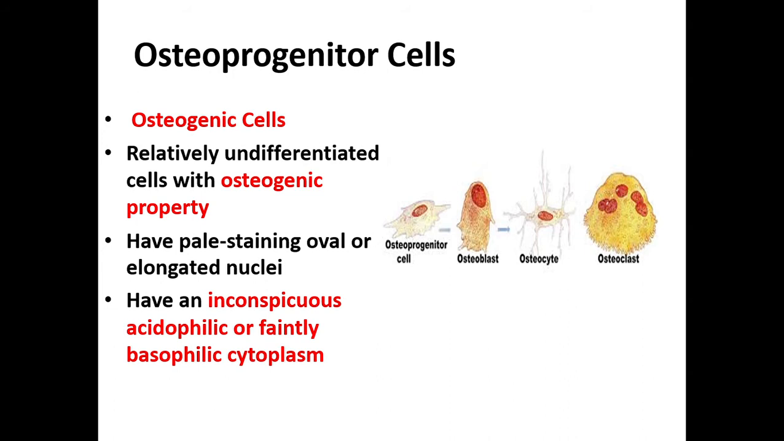Now, the characteristics of the osteoprogenitor cells: they have pale staining oval or elongated nuclei, and if you stain them, they will give us a color between a pinkish appearance or bluish appearance of the cytoplasm. So we have an inconspicuous acidophilic or faintly basophilic cytoplasm. So these are the youngest cells, the precursor cells, or stem cells.